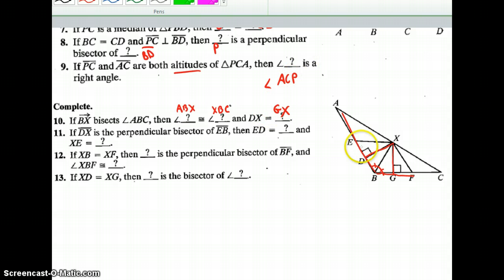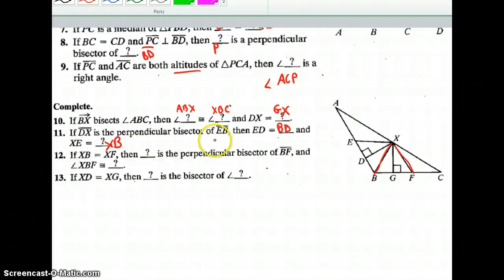That is not obvious. So I'm going to have to erase this each time. If DX is the perpendicular bisector of EB, so that has to be true, then ED equals, well, BD. That's not a big surprise. But also, the distance from X to each endpoint has to be the same. Whoops. I'm trying to pick up my eraser here. All right. If XB equals XF, then X must be on the perpendicular bisector of BF.